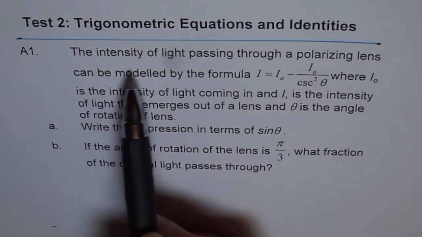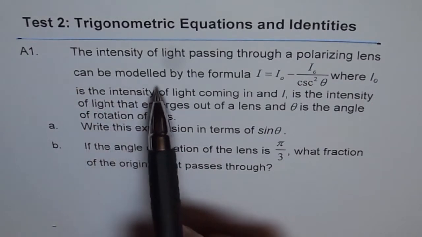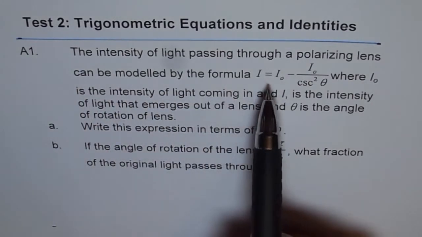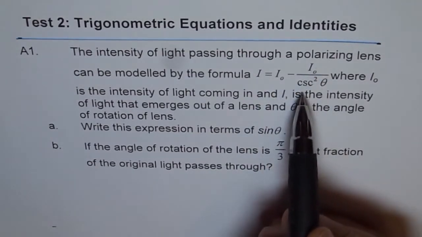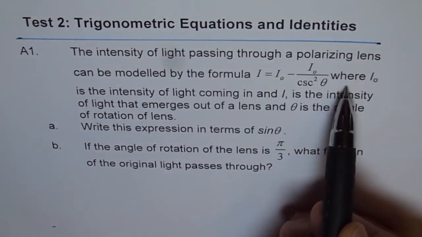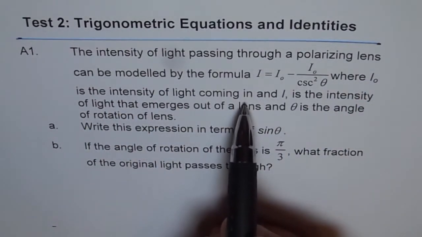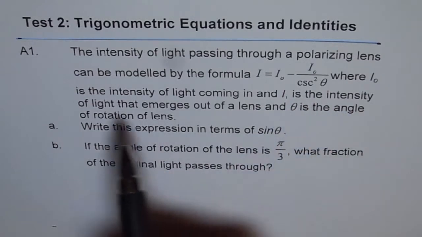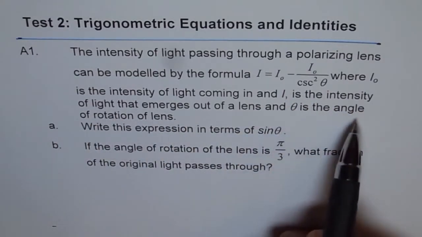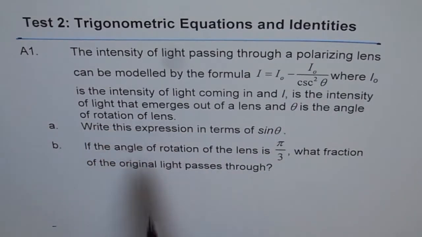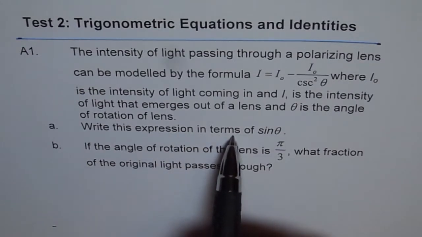A1. The intensity of light passing through a polarizing lens can be modeled by the formula I equals I0 minus I0 over cosecant square theta, where I0 is the intensity of light coming in and I is the intensity of light that emerges out of a lens, and theta is the angle of rotation of the lens. So part A is to write this expression in terms of sine theta.